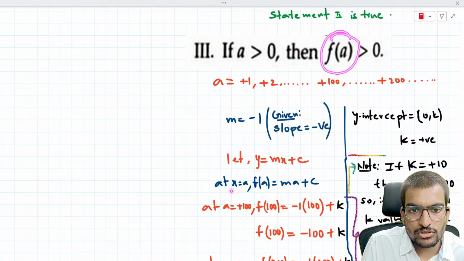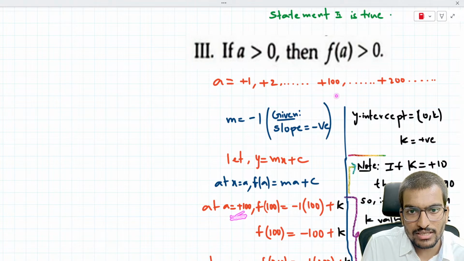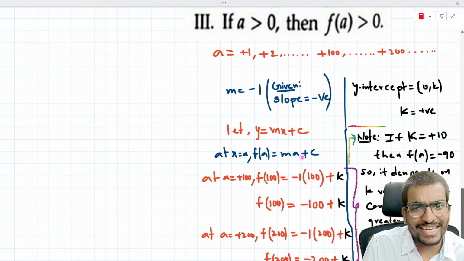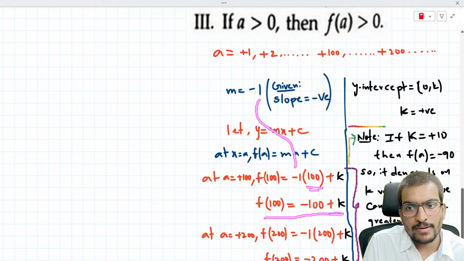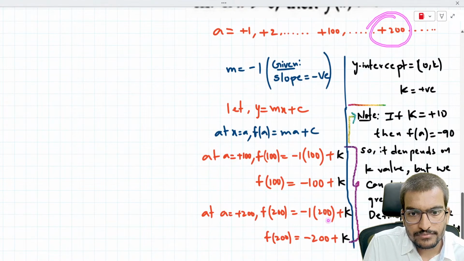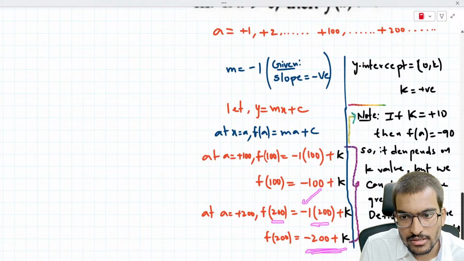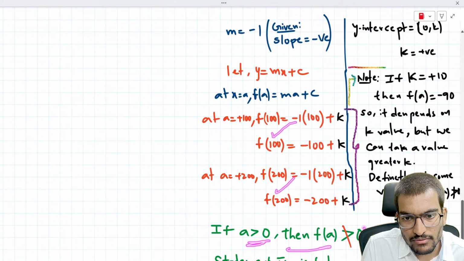F of a equals to what? At x equals to a, it is ma plus c. And what value am I taking? F of 100, I'm taking plus 100. Every time I'm taking hundreds only from the beginning. You can take any value, there is no restriction. If I take 100 with the negative slope, this becomes -100 plus c. And if I take another number, let's say 200, I substitute and I'm getting -200 plus c. So what they said, if a value is greater than 0, then f of a value is greater than 0.